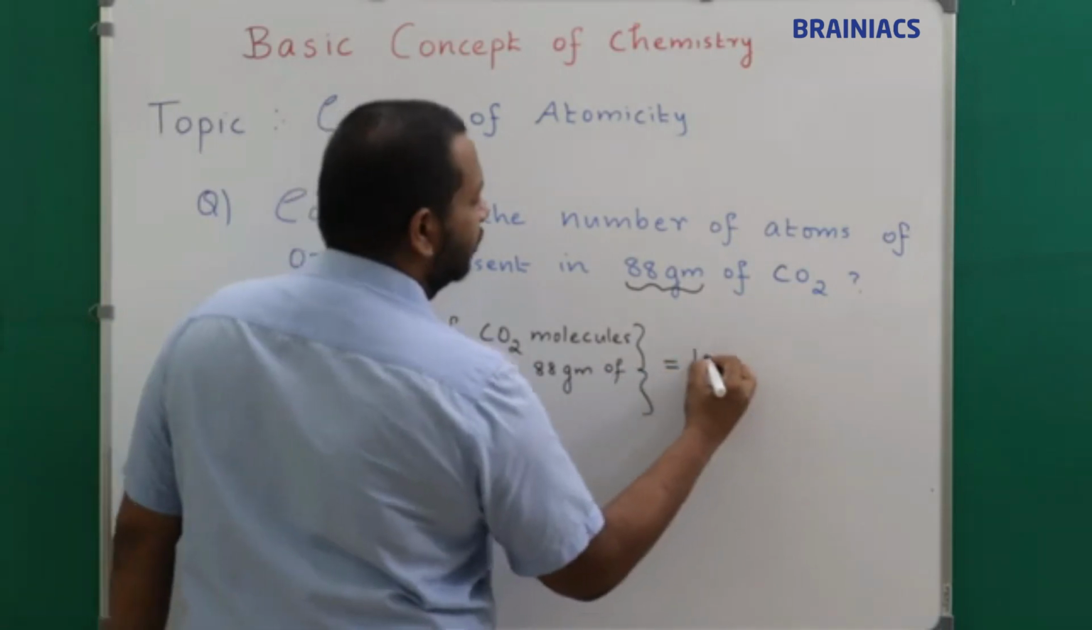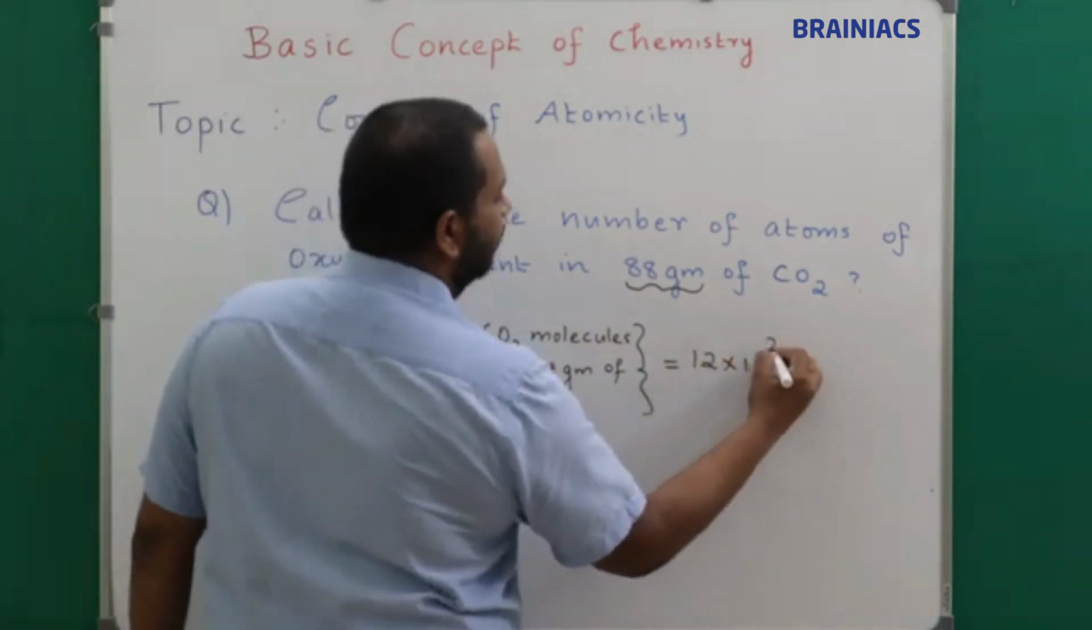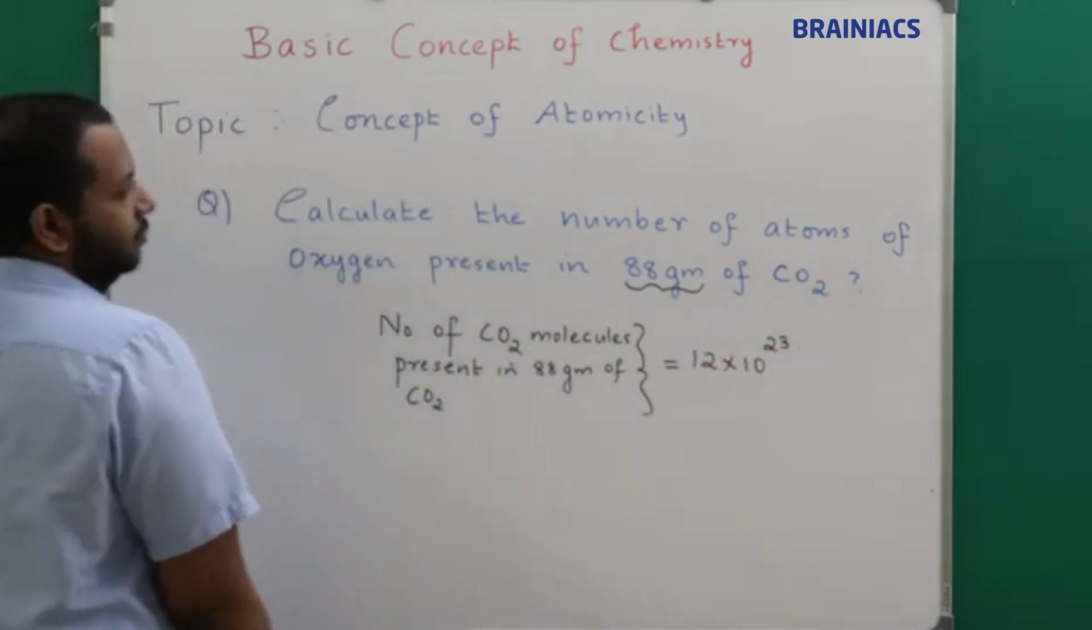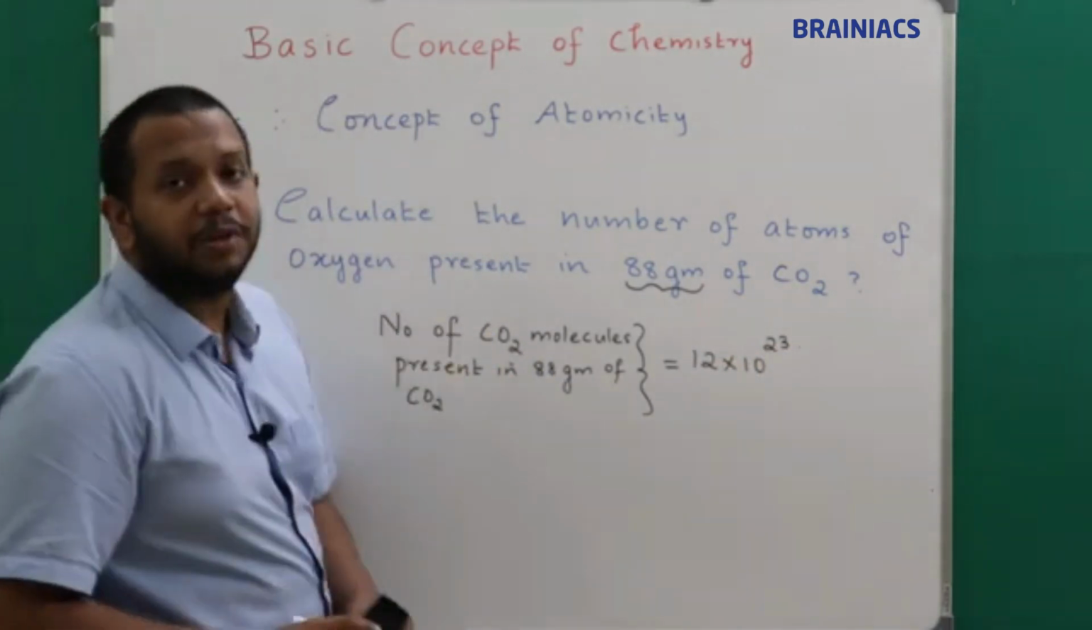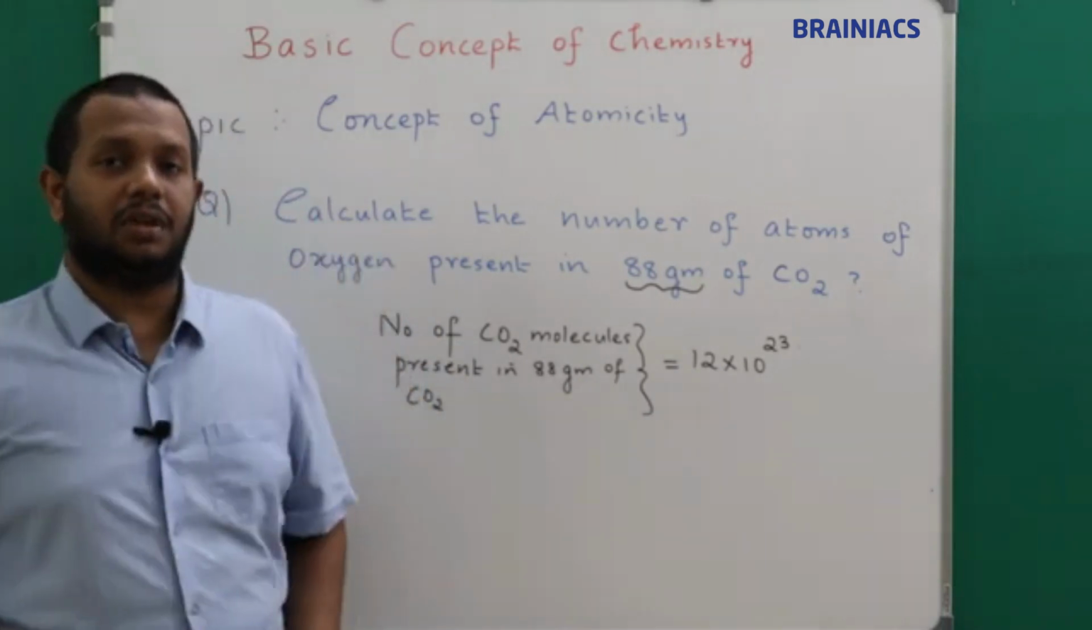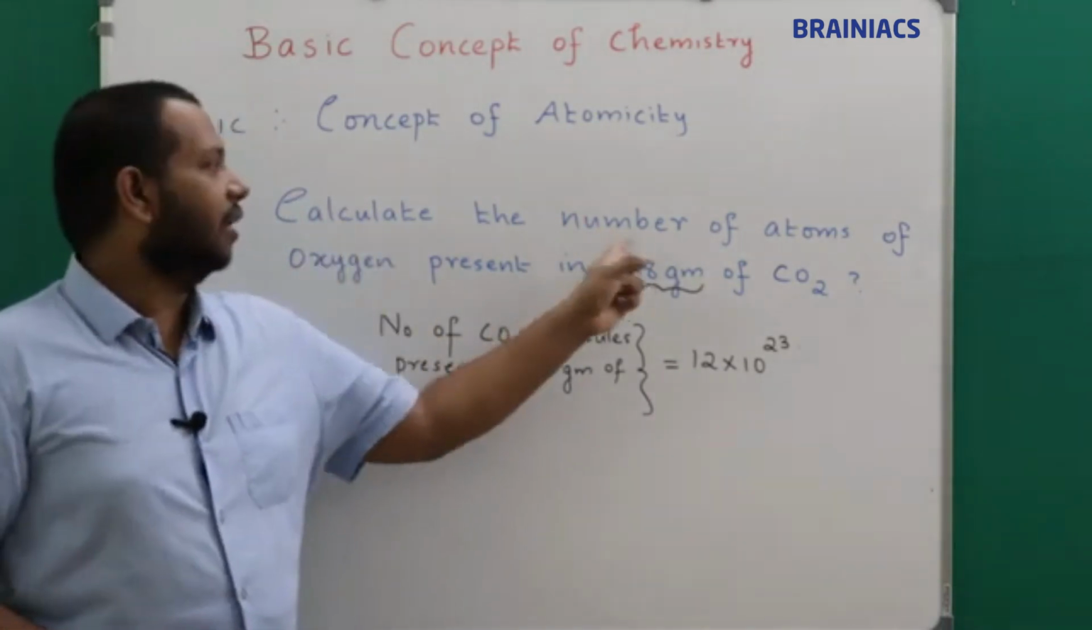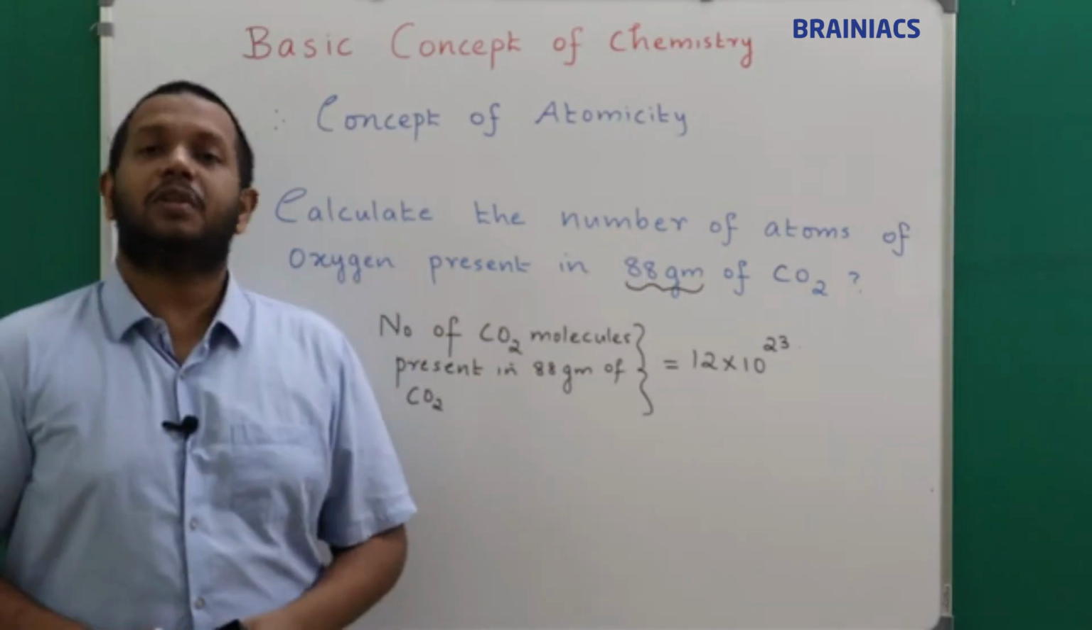So you got it. That is 12 into 10 power 23. Correct. Now what is the next step? You calculated the number of molecules. We need to calculate the atomicity of which atom they have asked in the question: oxygen.